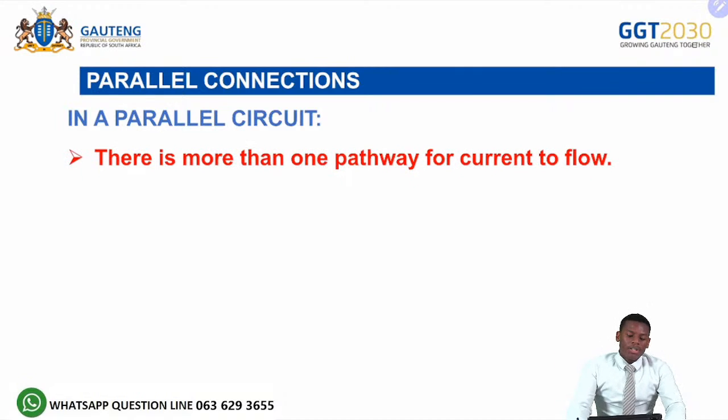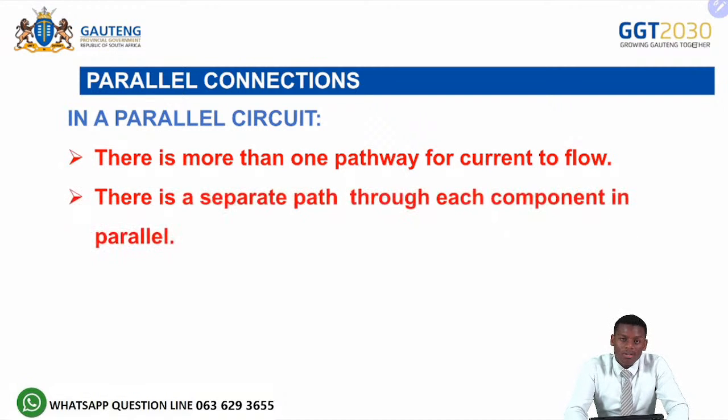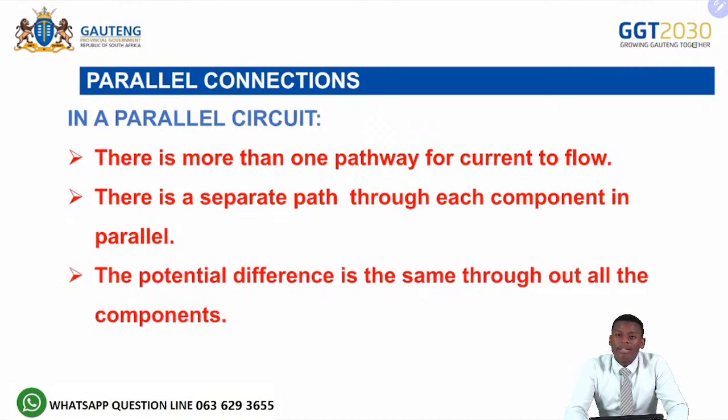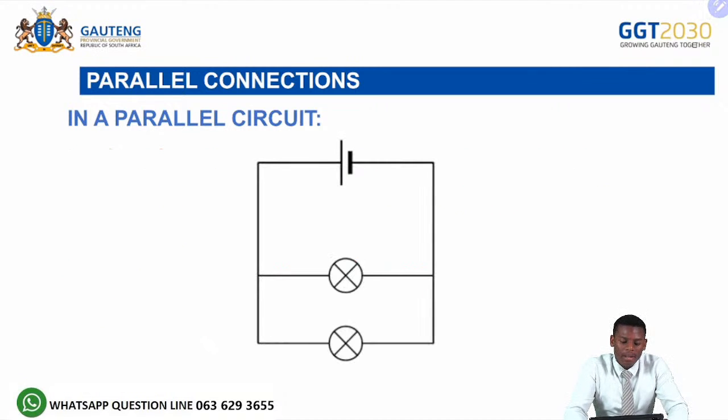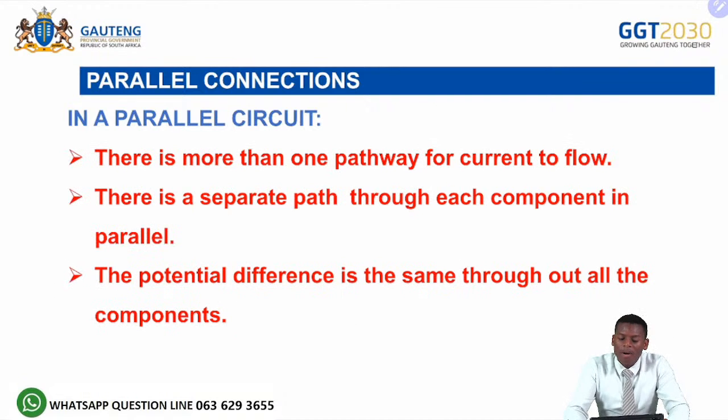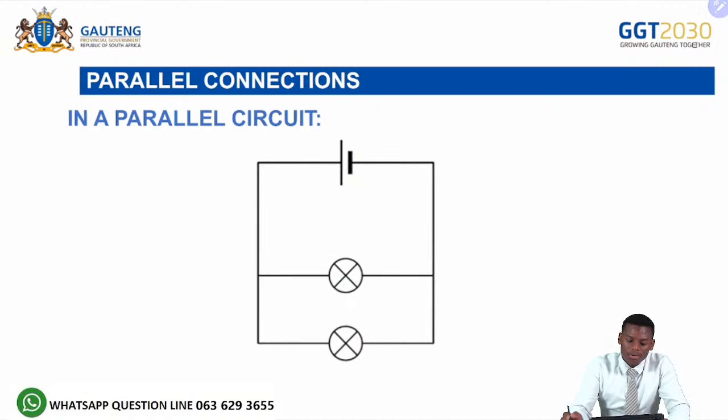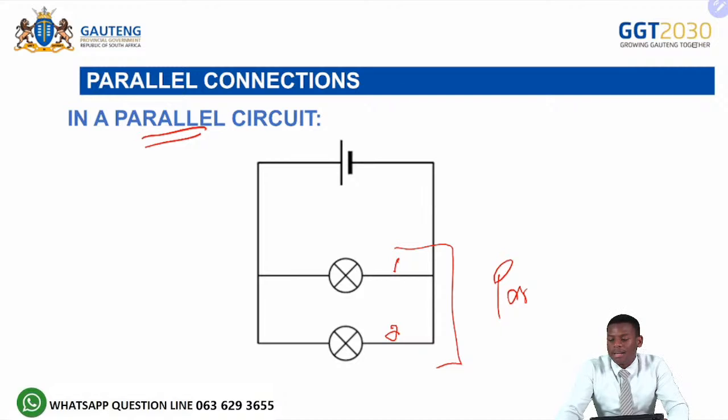In our parallel circuit, there is more than one pathway for current to flow. Also, there is a separate path through each component in parallel, and the potential difference is the same throughout all the components. This is our parallel circuit. Like we have stated, there is more than one pathway for current to flow. Let's look. This is pathway number 1 and this is pathway number 2. This is our parallel circuit.